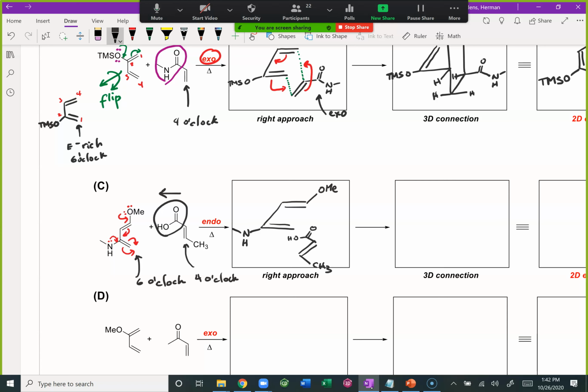Got it. All right. And so I'll do the approach. I'm going to take this diene carbon and connect it to that of the dienophile. Connect this carbon with that one of the dienophile. And I'm going to make a box.